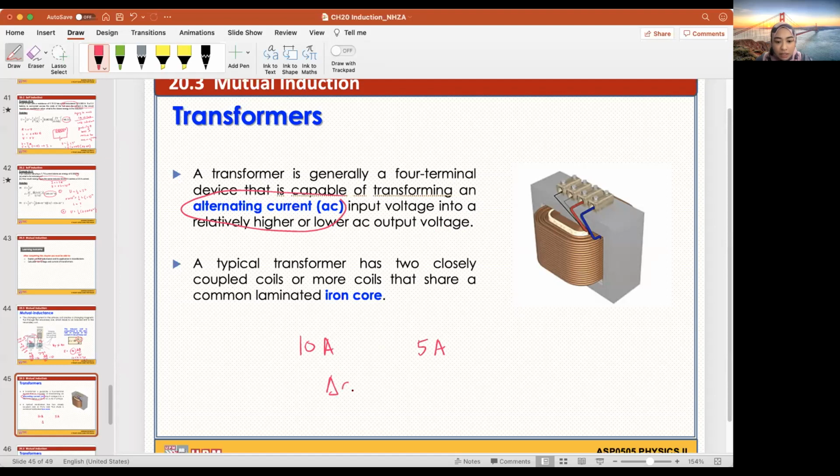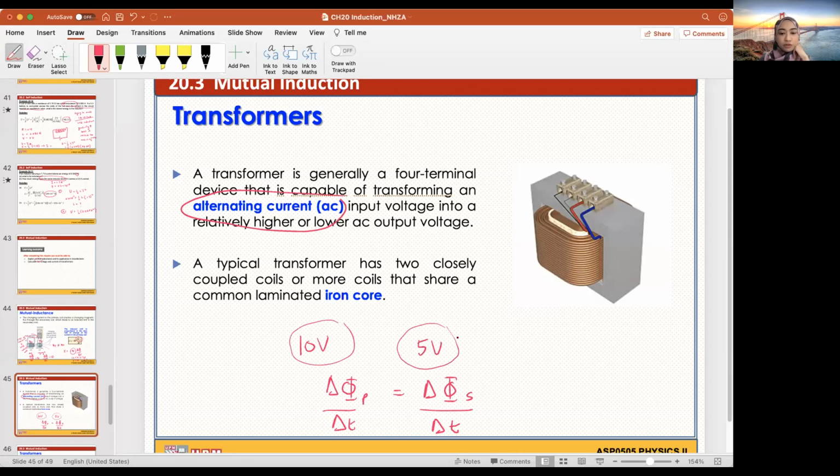As long as the change in magnetic flux is the same, the voltage, not current, will be the same. So the primary is equal to the change in magnetic flux of the secondary, sama. Okay, walaupun voltage mereka berbeza because of the number of turns or the number of coils.